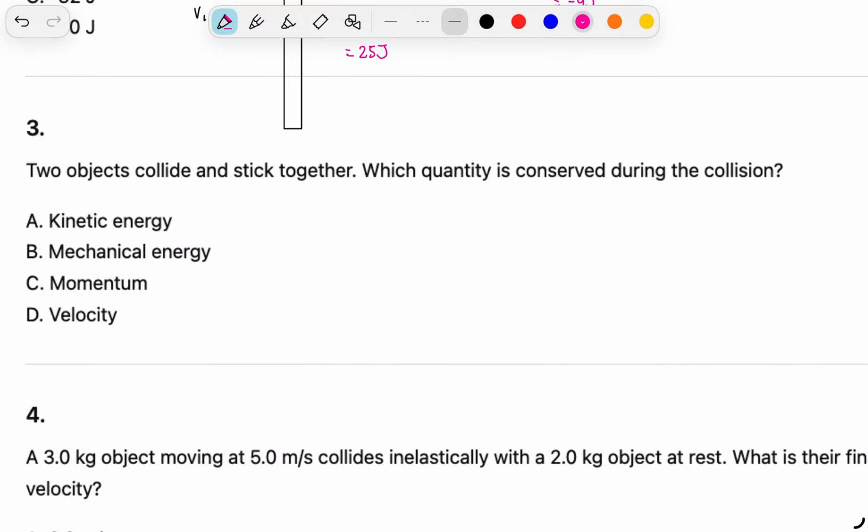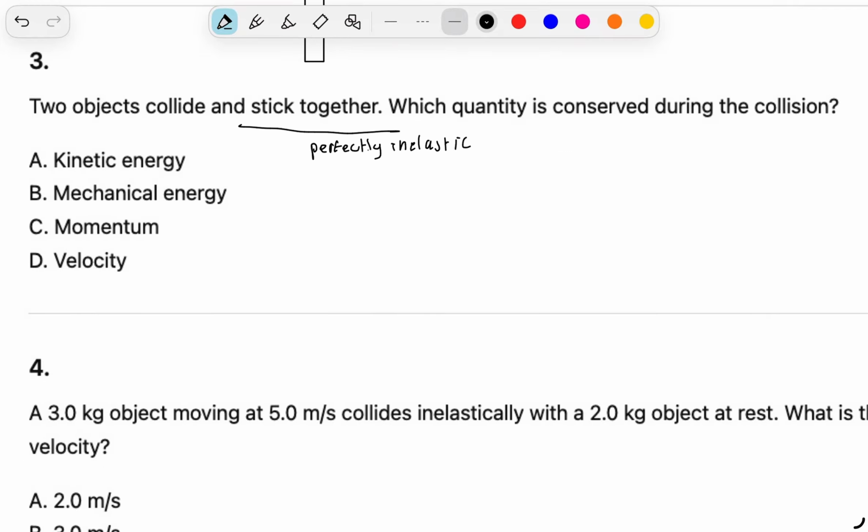Two objects collide and stick together. What quantity is conserved during the collision? If they collide and stick, they have a perfectly inelastic collision. So this means that you have momentum always conserved, and also your kinetic energy is not going to be conserved. So your answer is only momentum is conserved.